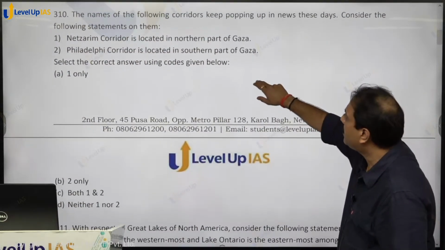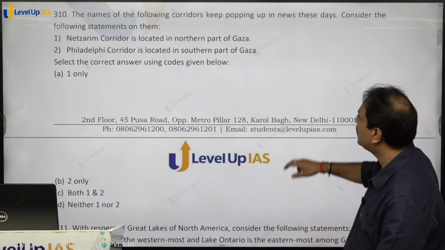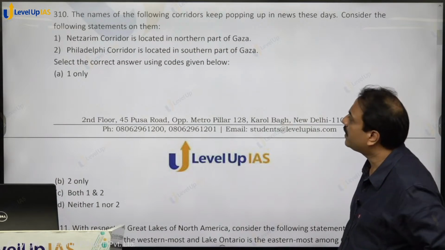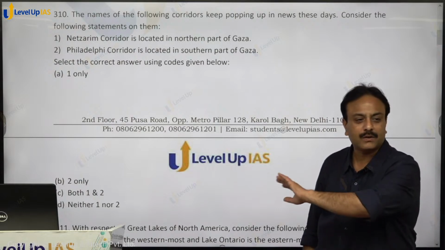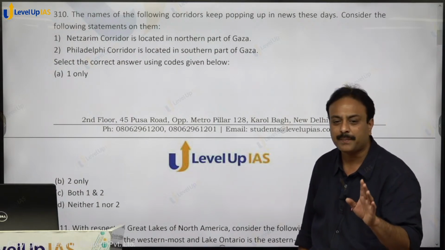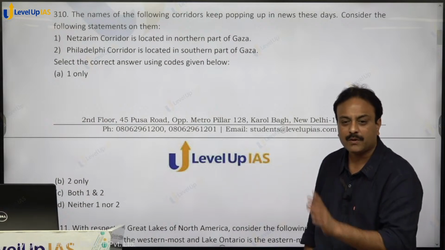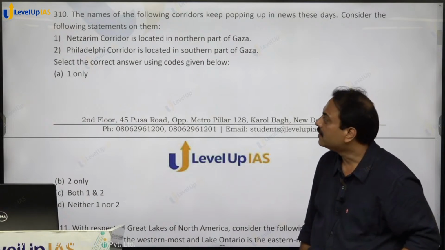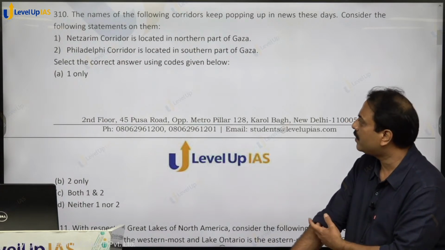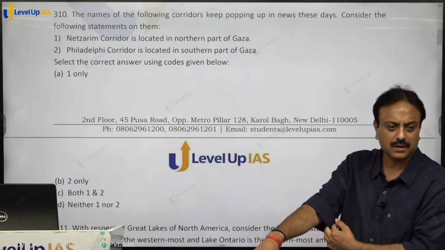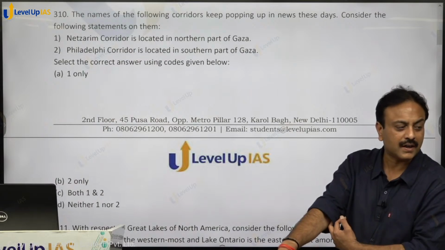The names of the following corridors keep popping up in the news these days. Consider the following statements on them. Netzarim corridor, Philadelphia corridor. I took these names while taking up your classes in PMP also. So the Netzarim corridor is located in the northern part of Gaza. The Philadelphia corridor is located in the southern part of Gaza. Clear or not? Correct or not?